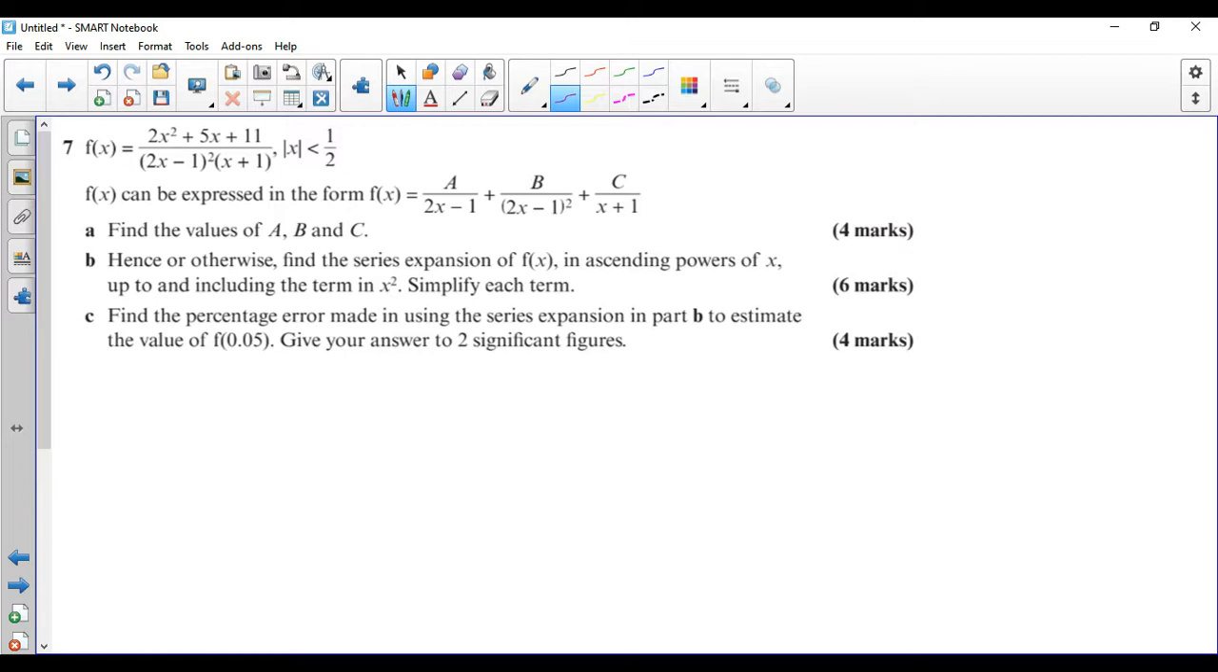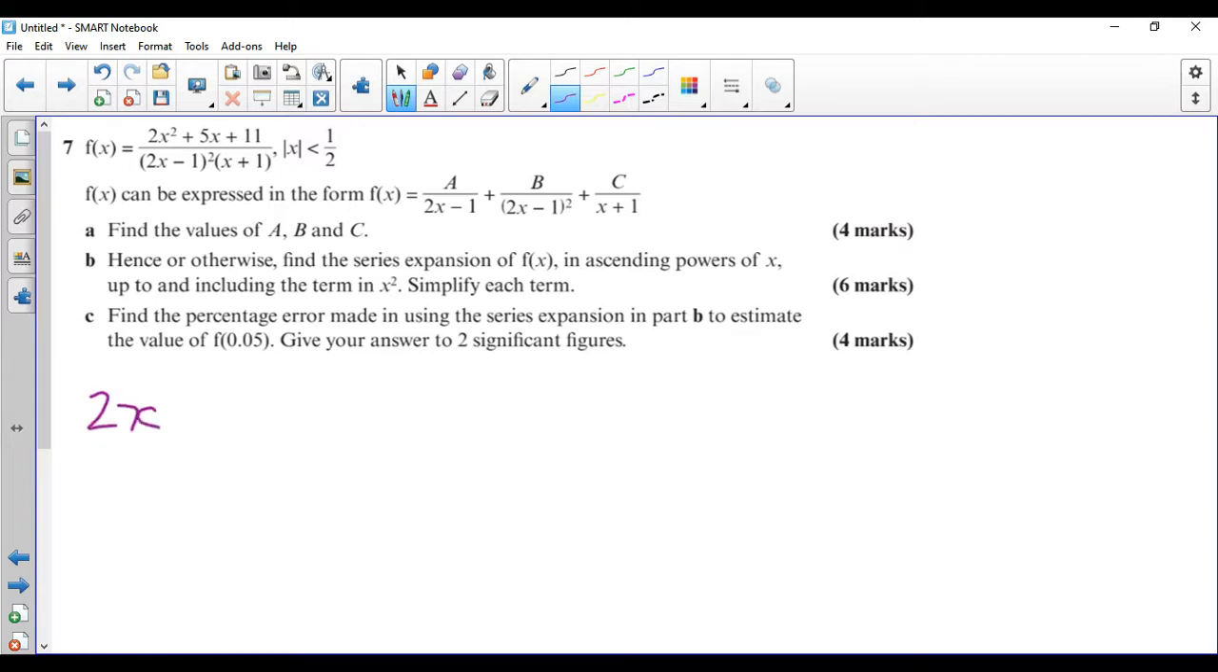So we've been given a large proper fraction. It's a quadratic over a cubic looking at it, and we've been asked to split it into the form. So it's given us the form, so they're being relatively nice there. In an exam they could just jump to the series expansion and it would be up to you to realise that you needed to do the partial fractions first.